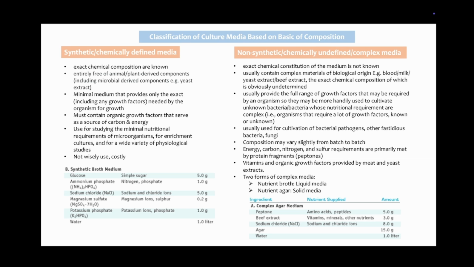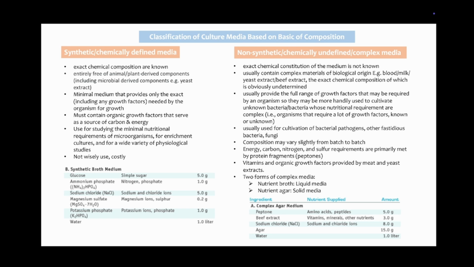But for complex agar, we add peptone. But peptone can be made up of many different amino acids. We don't know what kind of amino acids is inside. We don't know the composition. We just know it's peptone. Same goes for beef extract. We don't know the exact composition. So that's the difference. For chemically defined, we know exactly what is in the media. For complex, we don't.